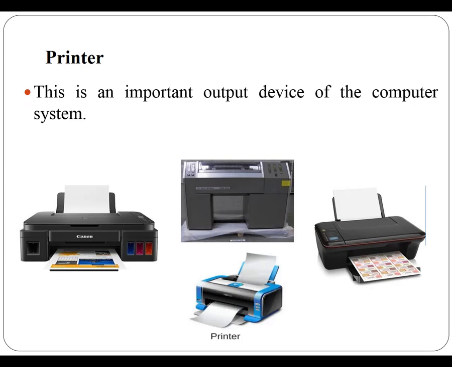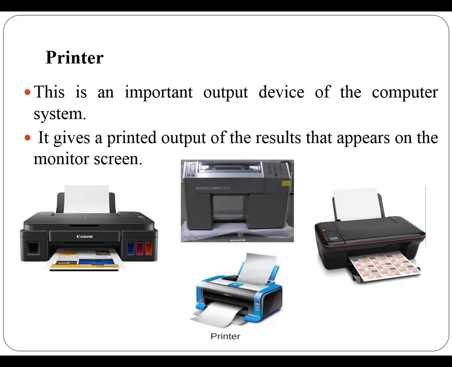Printer. Printer is another important output device of computer system. It gives the printed output of the result that appears on the monitor screen. Printed output is also called as a hard copy output because unlike monitor, this output can be preserved even if the computer is switched off. Printers are of different type. On the basis of their printing techniques, printers are grouped as character printer, line printer and page printer. Dot matrix printer is an example of character printer.